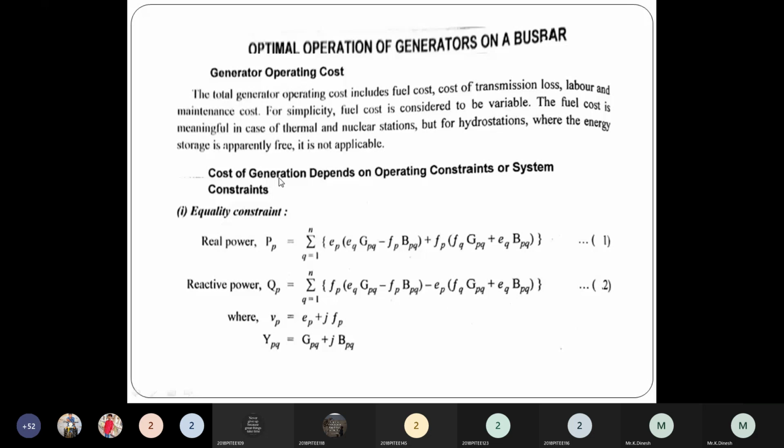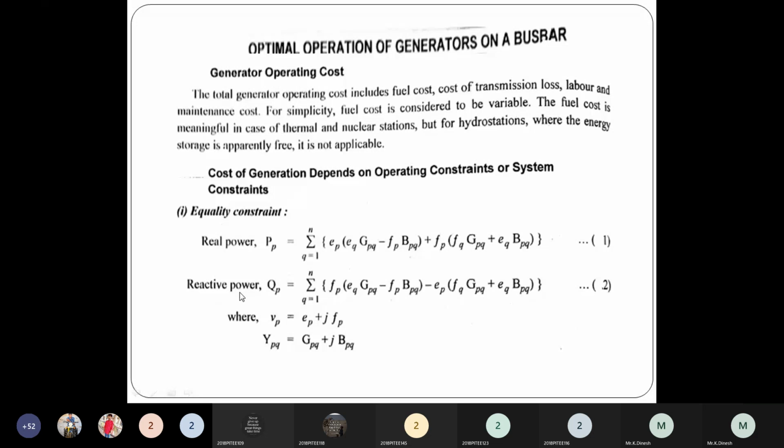Cost of generation depends on operating constraints or system constraints. The first constraint we are going to evaluate is the equality constraint for real power as well as reactive power. For real power, P_p is the summation over q equals 1 to N of e_p(e_q G_pq minus f_p B_pq) plus f_p(f_q G_pq plus e_q B_pq). This is your equation 1 for the real power equality constraint, the general expression which you obtained in your power system.